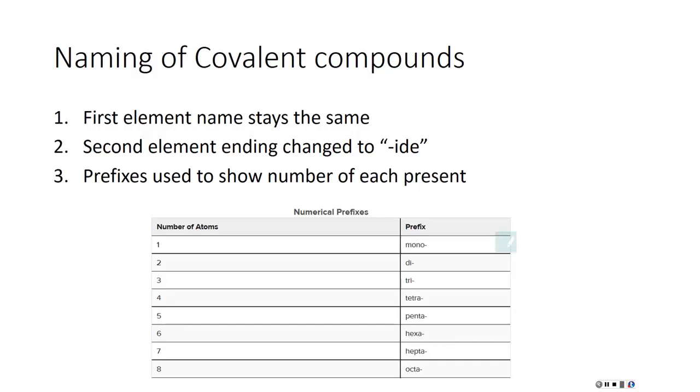Questions about naming? Usually students like covalent naming. It's pretty straightforward. The other thing I want to point out here is, if you look, we always use a prefix on the second element. So if you see one of these prefixes in the name, you know immediately it's a covalent compound, because that's the only time we use them. If you see a prefix, it is covalent. If you don't see any prefixes, then it's not covalent. It's going to be ionic for you.